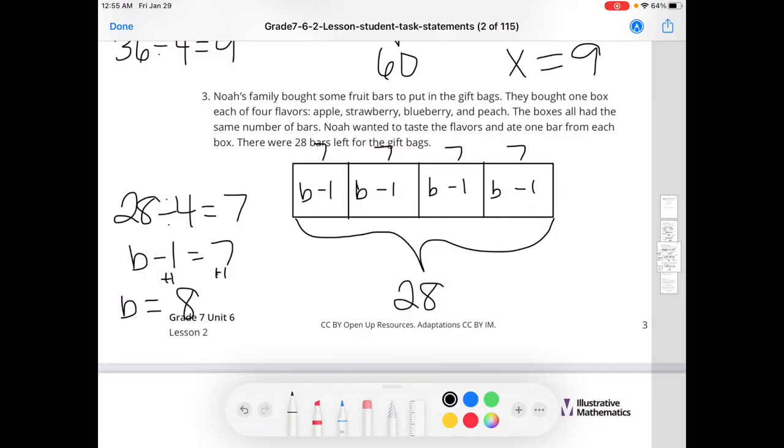So my B represents 8, which was 8 bars in each of the boxes. Originally, before Noah tasted and ate 1 of each.